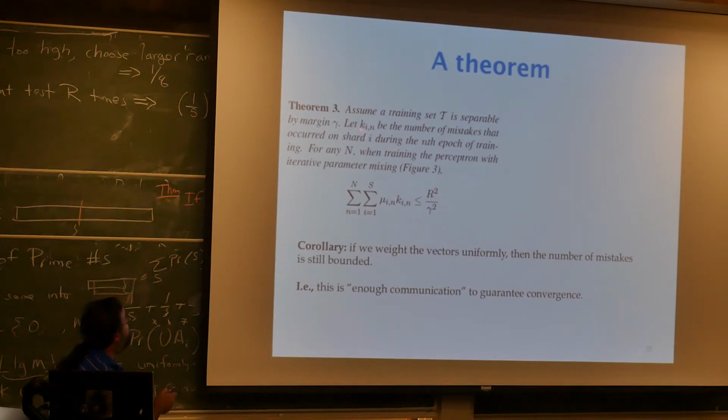We've got some notation here. k of i comma n is the mistakes on shard i during the nth iteration of the outer loop. And these mu's are basically the weighting factor when you do the weighted average. Their results hold for many different weighting schemes, but this is just a weighting factor. So this says that the weighted sum of mistakes made by every machine in all the epochs is bounded by R squared over gamma squared, which is the same bound you'd get for the regular perceptron.